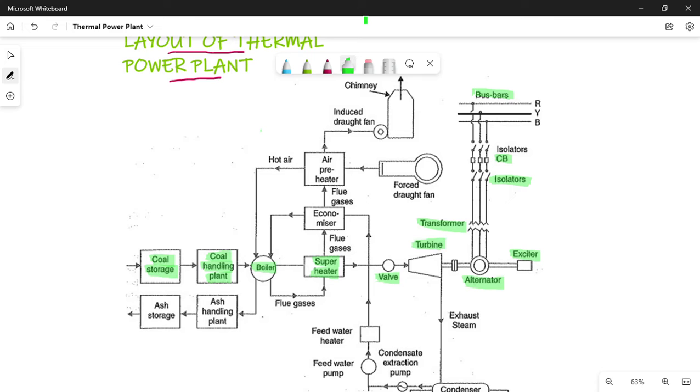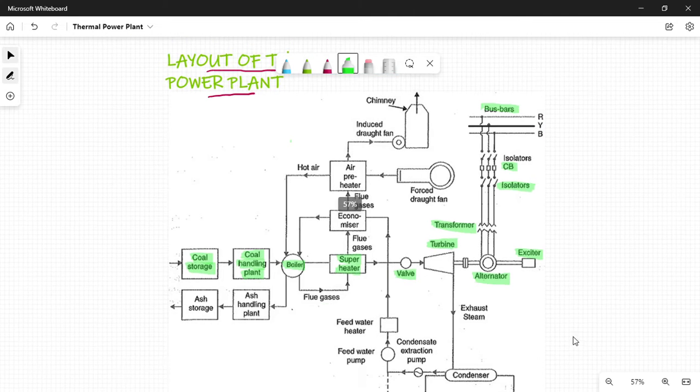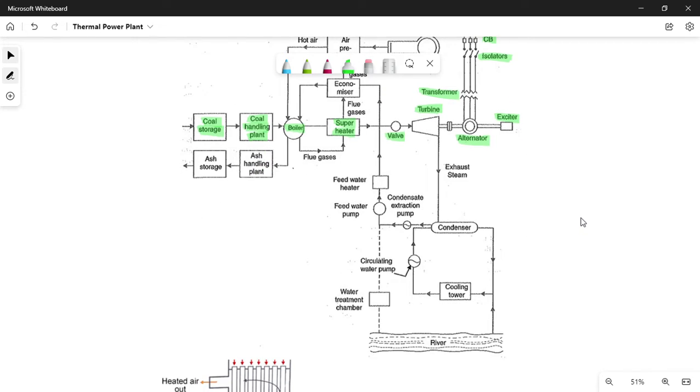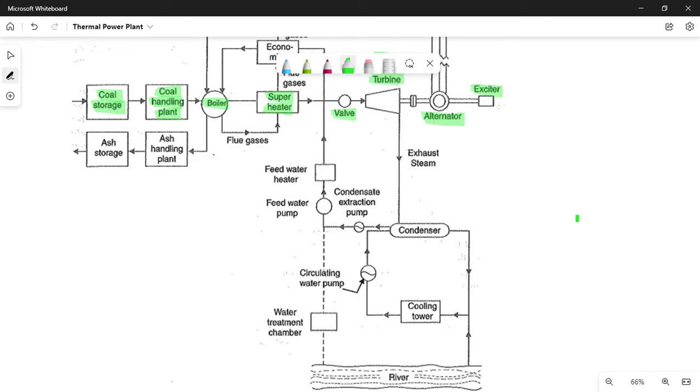Now, let us come to the turbine part. In the turbine, the steam is expanded. After the expansion, the exhaust steam is given to the condenser. In the condenser, the steam is cooled and then again converted into water.